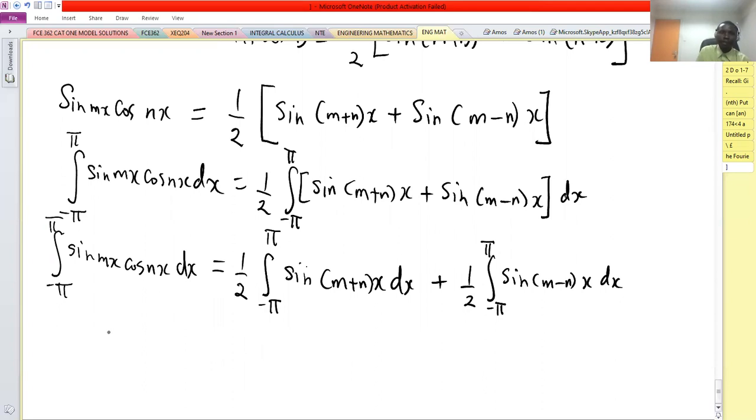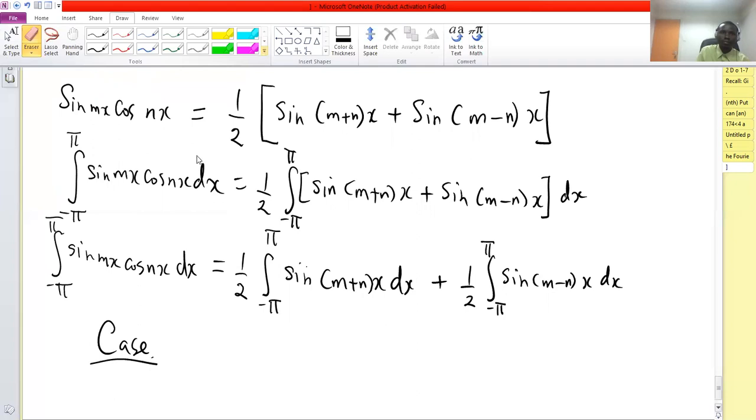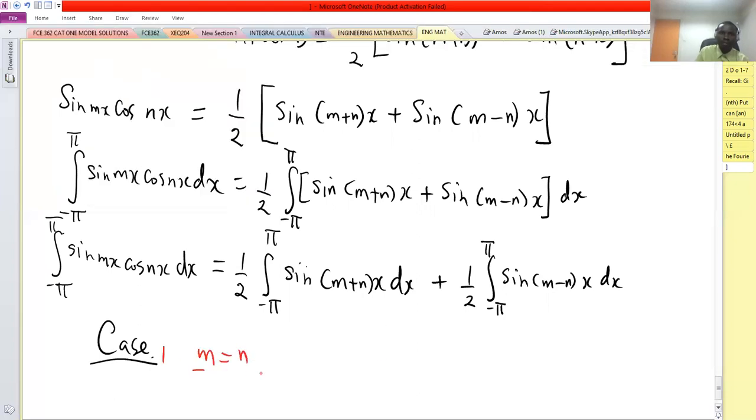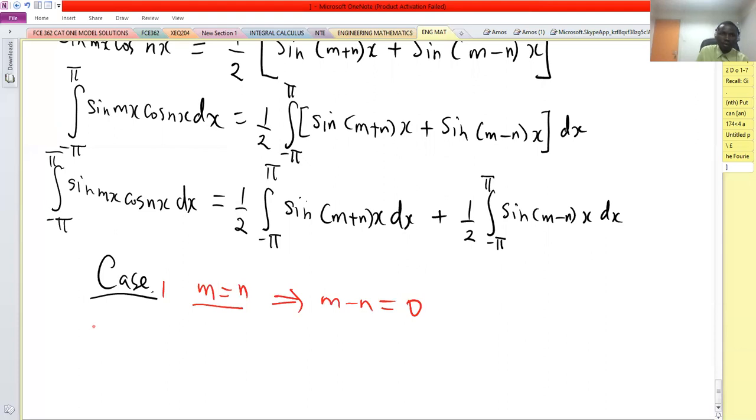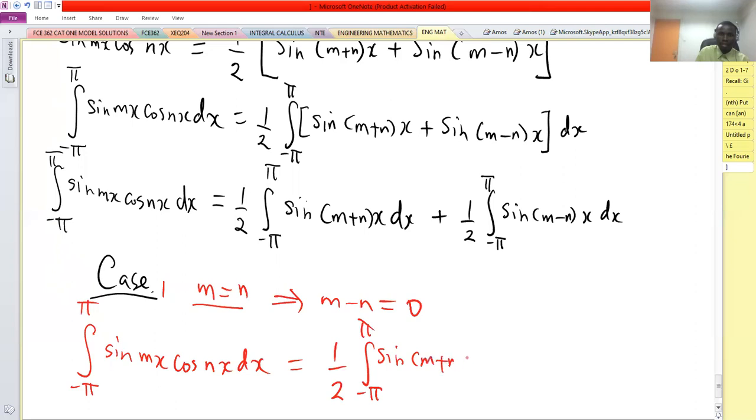Now, we consider two cases. Case one is when m equals n. This means m minus n is 0. So we'll have the integral from minus pi to pi of sine mx cosine nx dx will be a half integral from minus pi to pi sine of m plus n x dx. The other term would be 0, since sine of 0 is 0, so that integral just goes to 0.